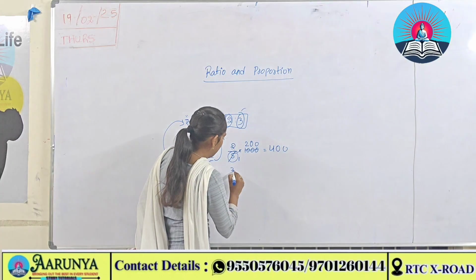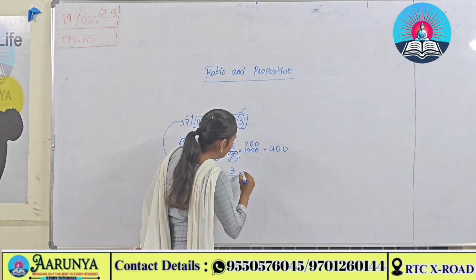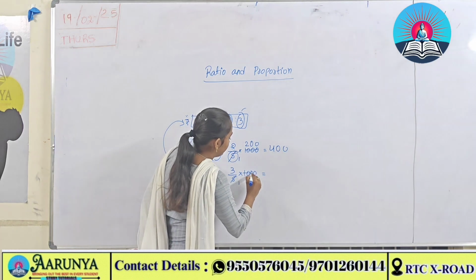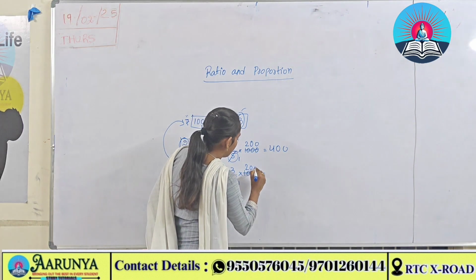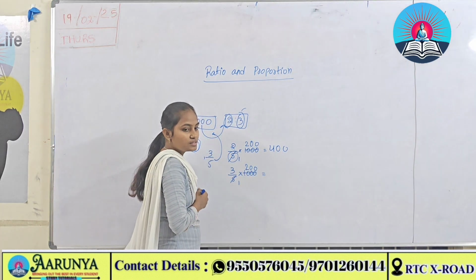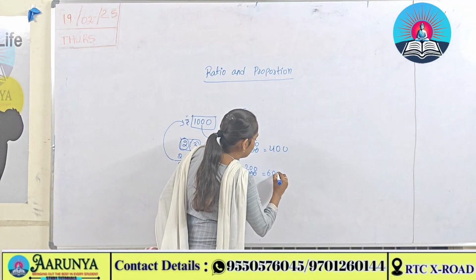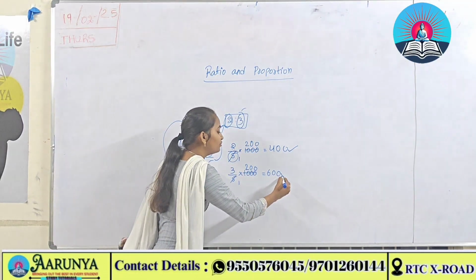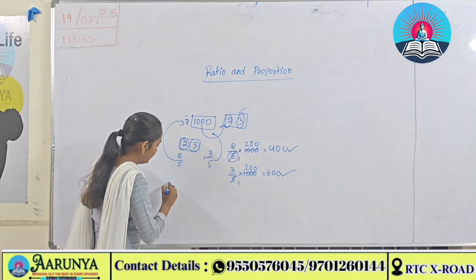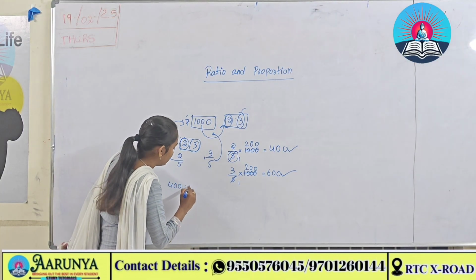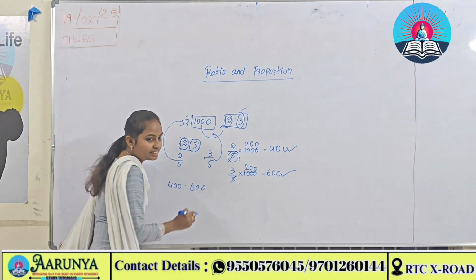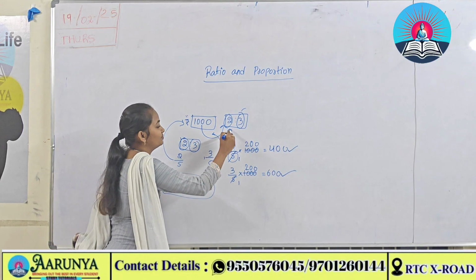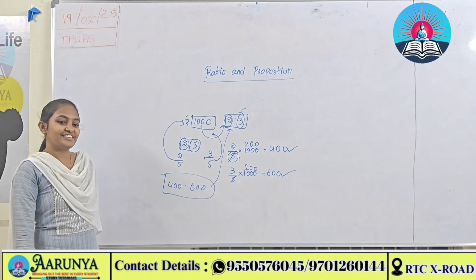1000 to Likit. 3 by 5 into 1000. Same. 5 ones are 5, 5 twos are 10. 0, 0. 3 twos are 6. 600. So how much will Hanish get? 400. How much will Likit get? 600. So if I compare Hanish with Likit, 400 is to 600. If you simplify this, you will get this one. Let's check. That's the magic.